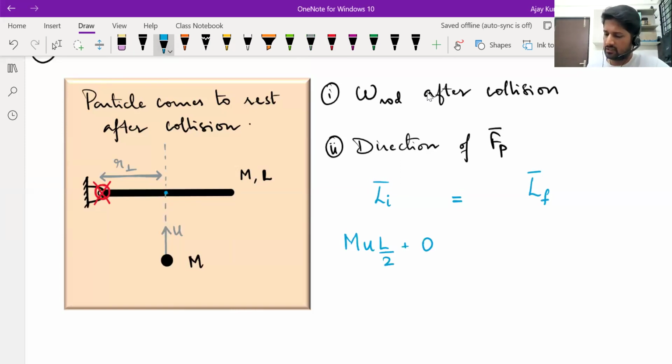The rod was not moving initially, so initial angular momentum of the rod is 0. Finally, you are told that the particle comes to rest, so particle angular momentum is 0. Rod angular momentum. Vanilla, tell me the expression for the rod's angular momentum finally. Sir, I omega, that is m l squared by 3 into omega. Cancel m l, you get omega is equal to 3u by 2l.